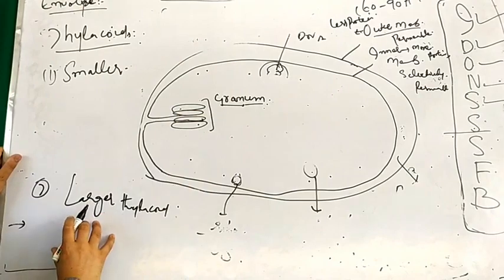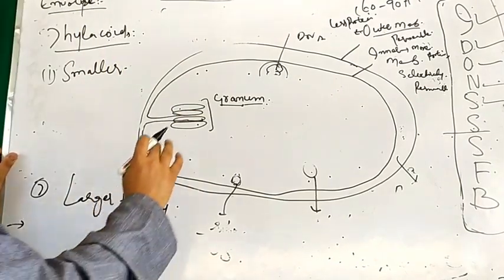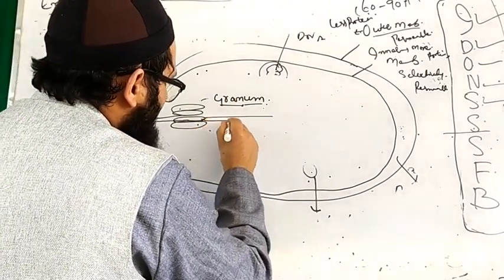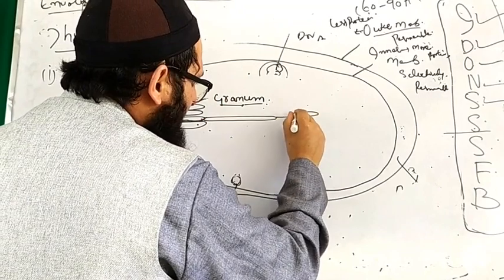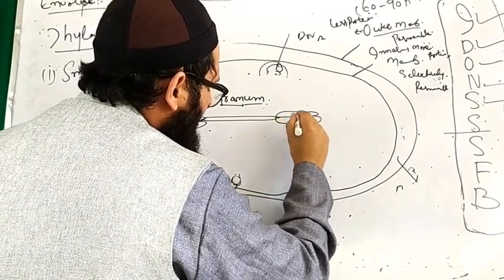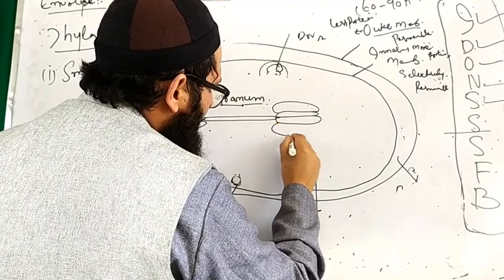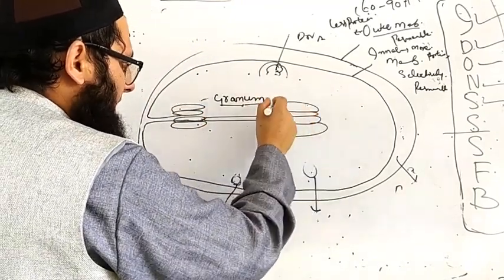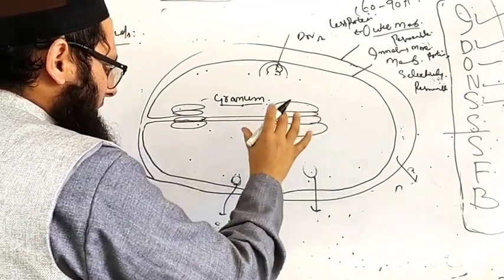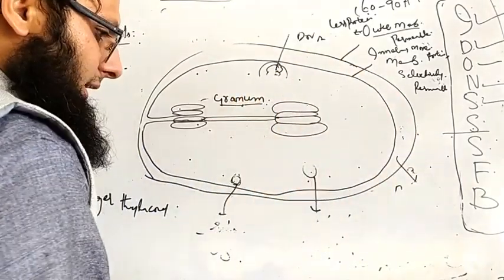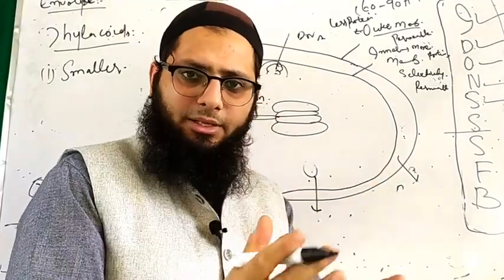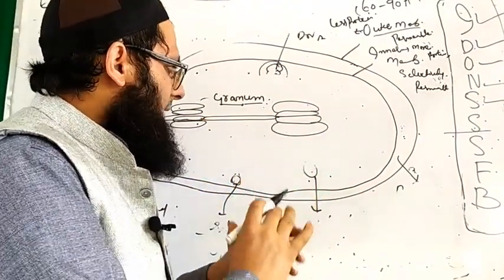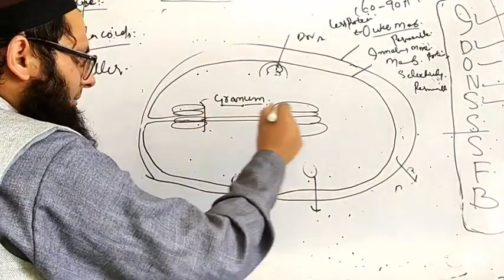Then we do have some large thylakoids as well. Large thylakoids are those which are joining the small thylakoids, which are joining these grana. Singular we call a granum, and when there are many piles, many stacks of these thylakoids present, we call it grana, a plural. So this is one granum here, this another granum.